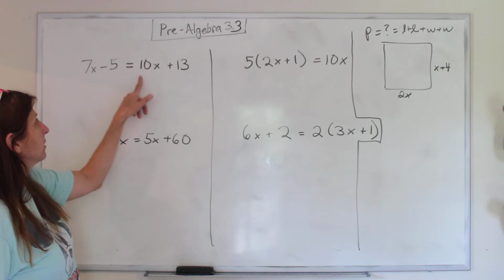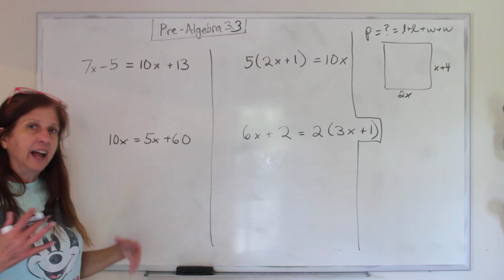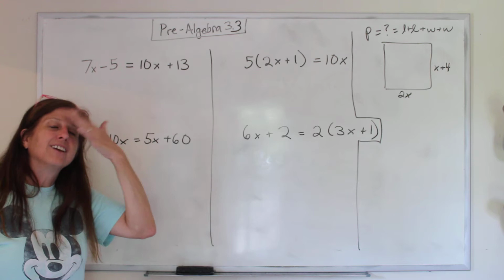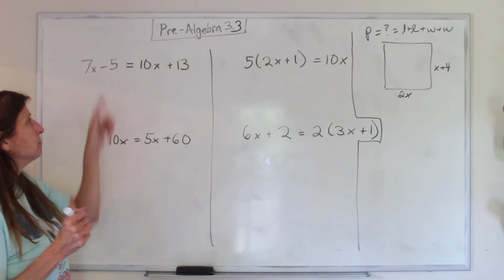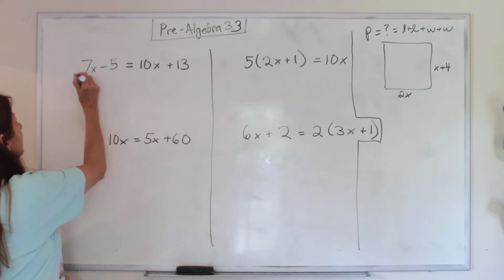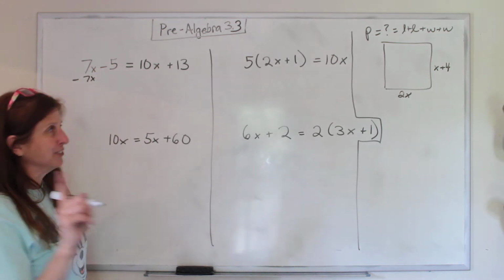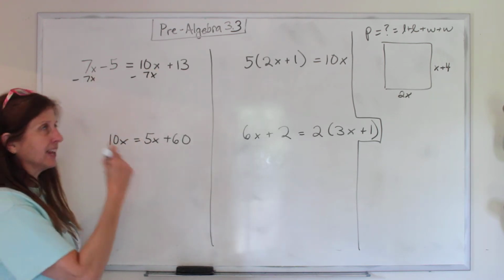So I find which one's bigger, and that one's bigger, so I'm going to make the 7 move to the 10. How do you move these things? By doing the opposite. You should have figured, right? So what is the opposite of this positive 7x? Minus 7x. What I do to one side, I do to the other. What happens to those? They cancel out.